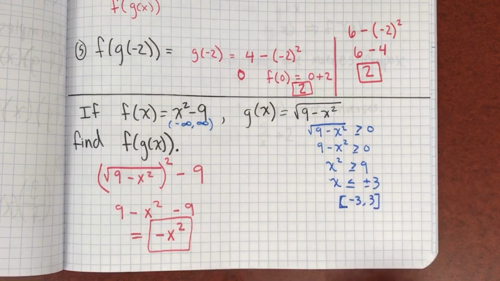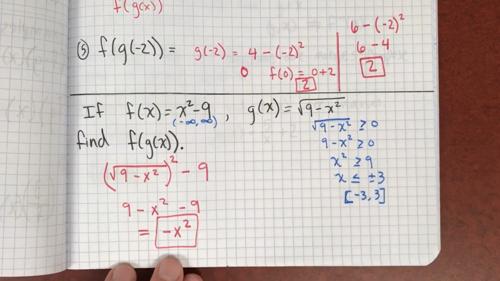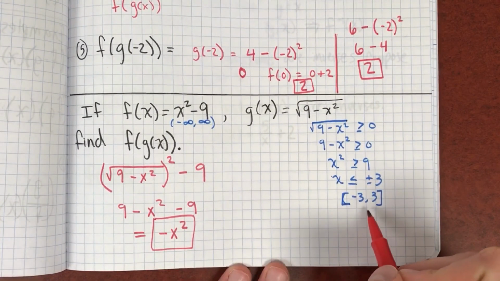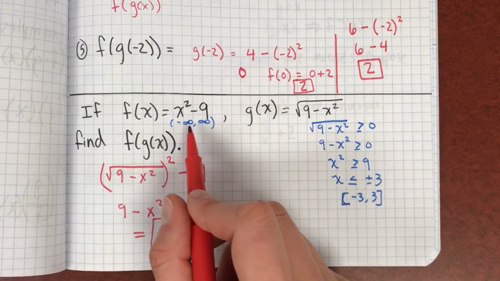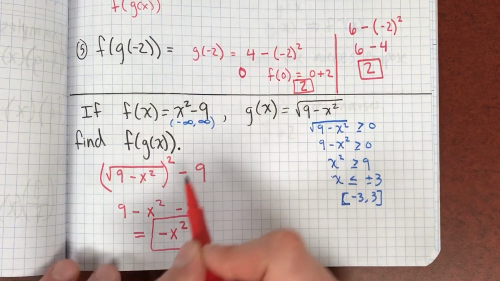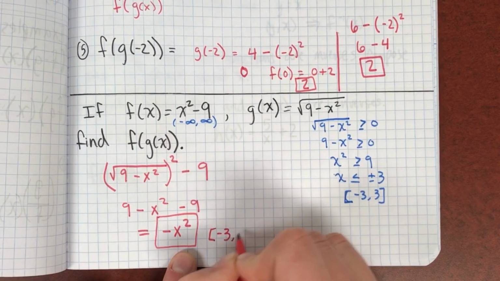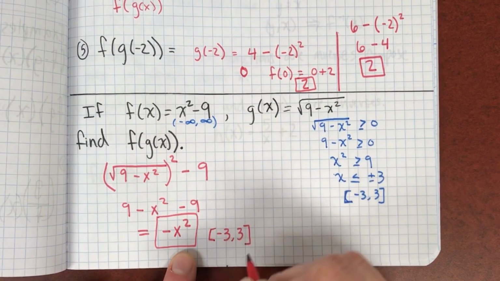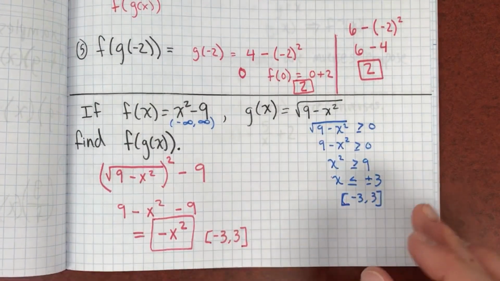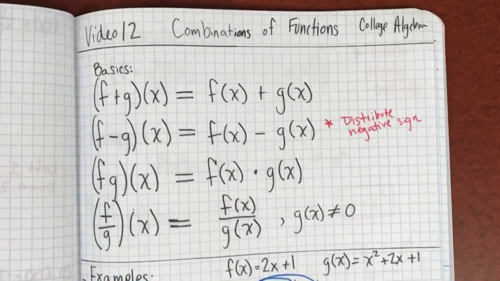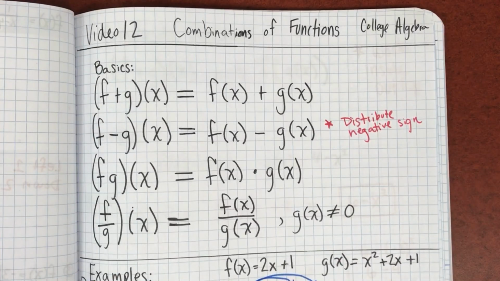Now, we have to take the most restrictive domain for this new function. We can't take something that only happens between -3 and 3 and say, oh, well, we're actually going to make it all numbers. So we have to keep the most restrictive domain. All right, so this is just composition of and combinations of functions.